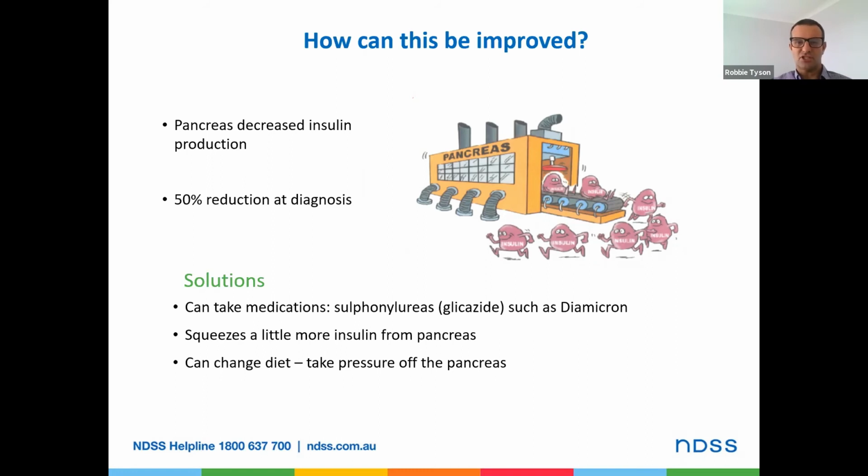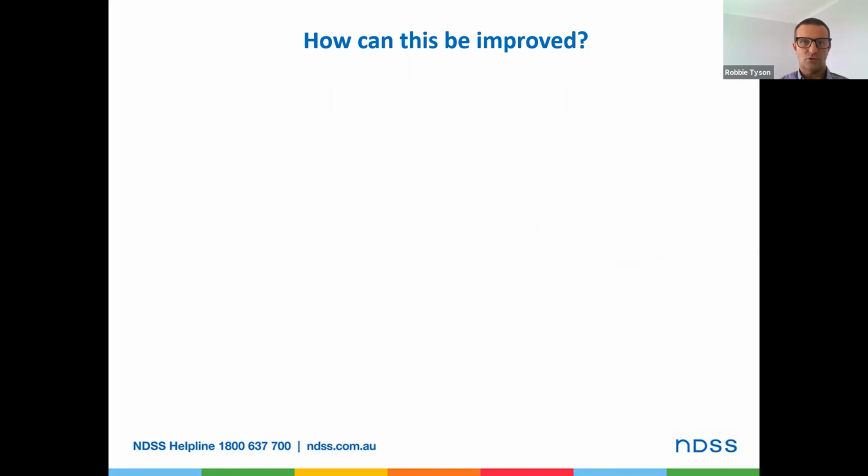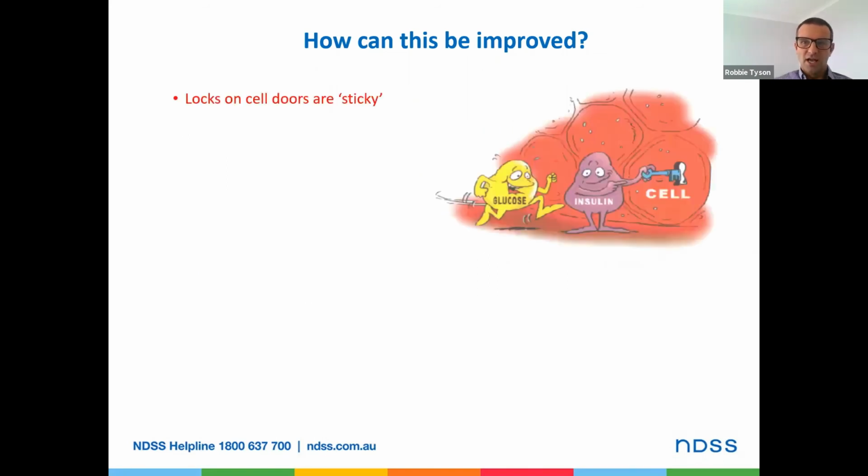Physical activity and diet changes can help take that pressure off the pancreas, though, by not needing to make as much if the insulin is working better at that site of action where it goes through that cell door. So a bit more on that. So the locks on the cell doors are sticky.